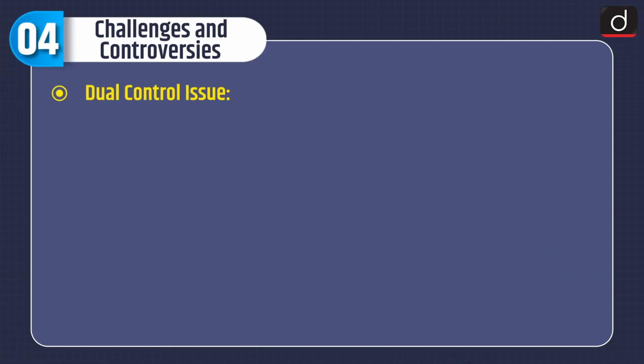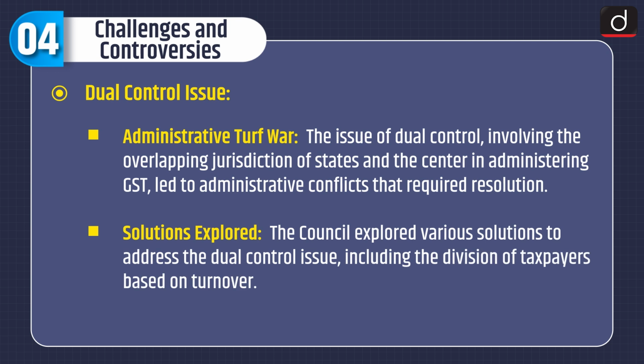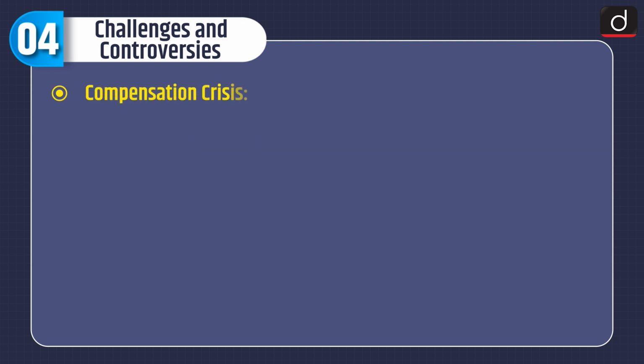Challenges and controversies. Dual control issue. Administrative turf war. The issue of dual control involving the overlapping jurisdiction of states and the center in administering GST led to administrative conflicts that required resolution. Solutions explored. The Council explored various solutions to address the dual control issue, including the division of taxpayers based on turnover.